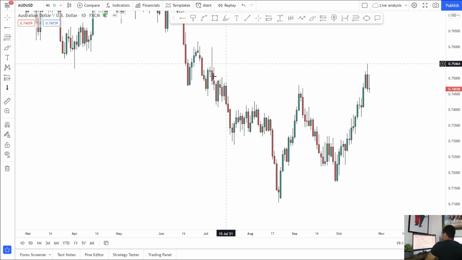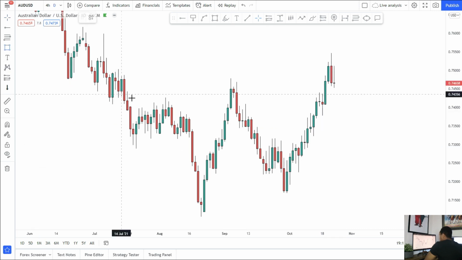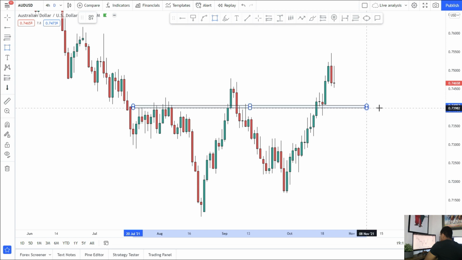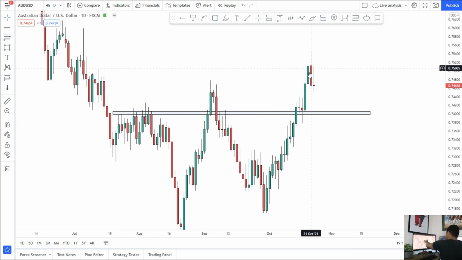Okay, so next up we've got AUD USD. For this pair, as you can see, more continuation to the upside. Again, I did say to you guys that if you do break past this resistance here on the left, wait for that retrace, the retest of that level, and look for continuations.